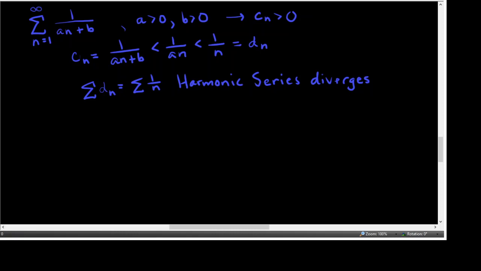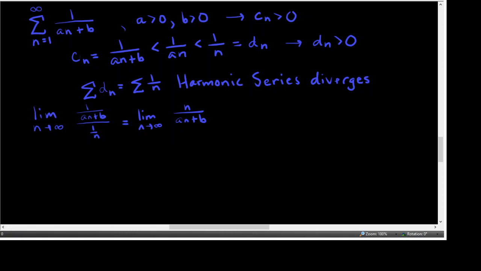So because our terms are positive, we can enter the comparison tests, both of them. So what we're going to do now is we're going to go to the limit comparison test. And so we're going to take the one that was given, 1 over a n plus b, divided by the one we're comparing it to, 1 over n. And of course, you know that to divide fractions, you can multiply by the reciprocal. And that's going to become n over a n plus b.